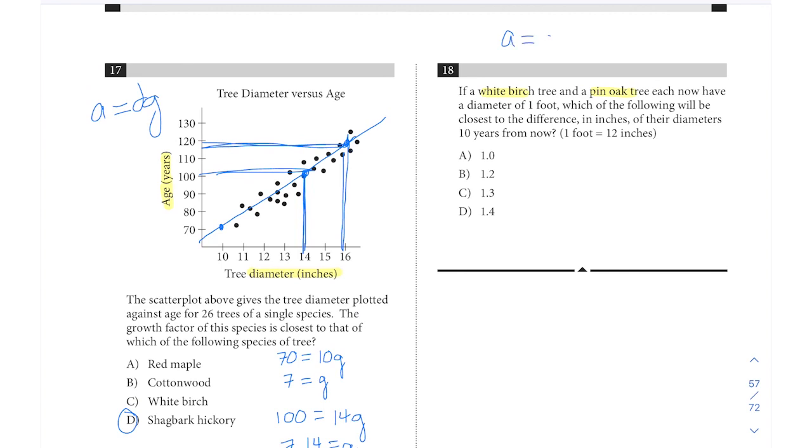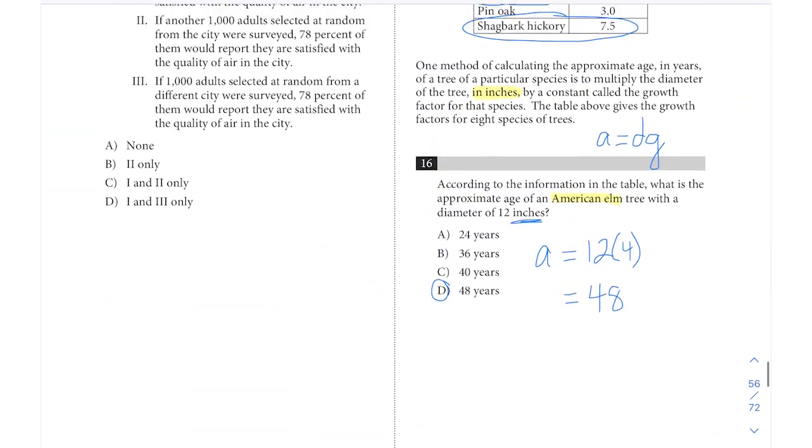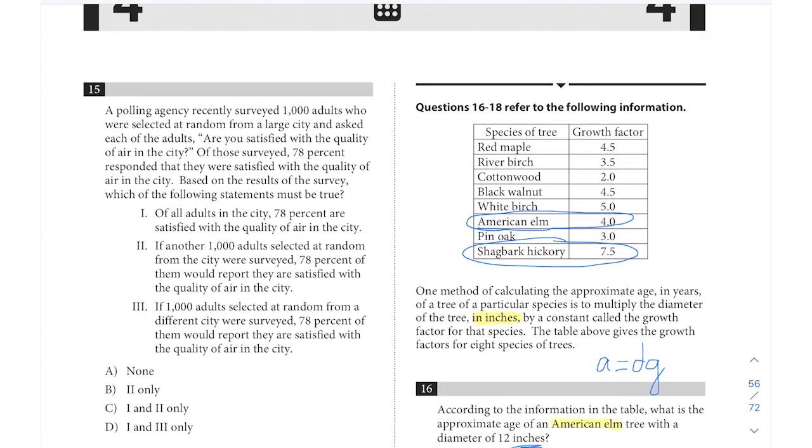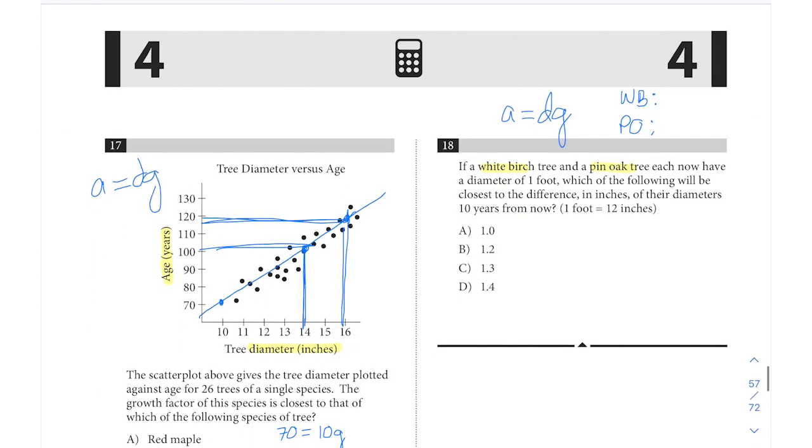So we still have just this same equation that age is equal to our diameter times our growth factor. That part's not going to change. And in this case, let's take a look. We have our white birch and our pin oak. Just so we don't have to scroll back and forth too much, I'm going to write down the growth factors for each of those. So if we look at our table, white birch, that's right here, has a growth factor of 5, and pin oak down here has a growth factor of 3. So white birch 5, pin oak 3 for the growth factor.